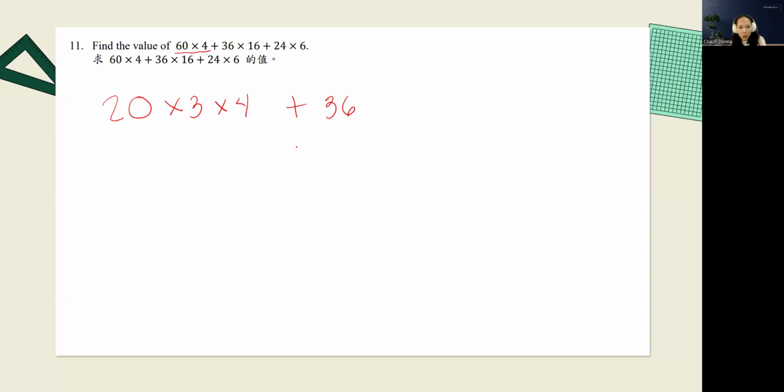36 in this case can also be expressed in terms of 12. That's 12 times 3. Again, this is 36. This is the 60 right here times 16. All right, so next step is the 12. No, the 24 times 6. The 24 can be expressed as 12 times 2.